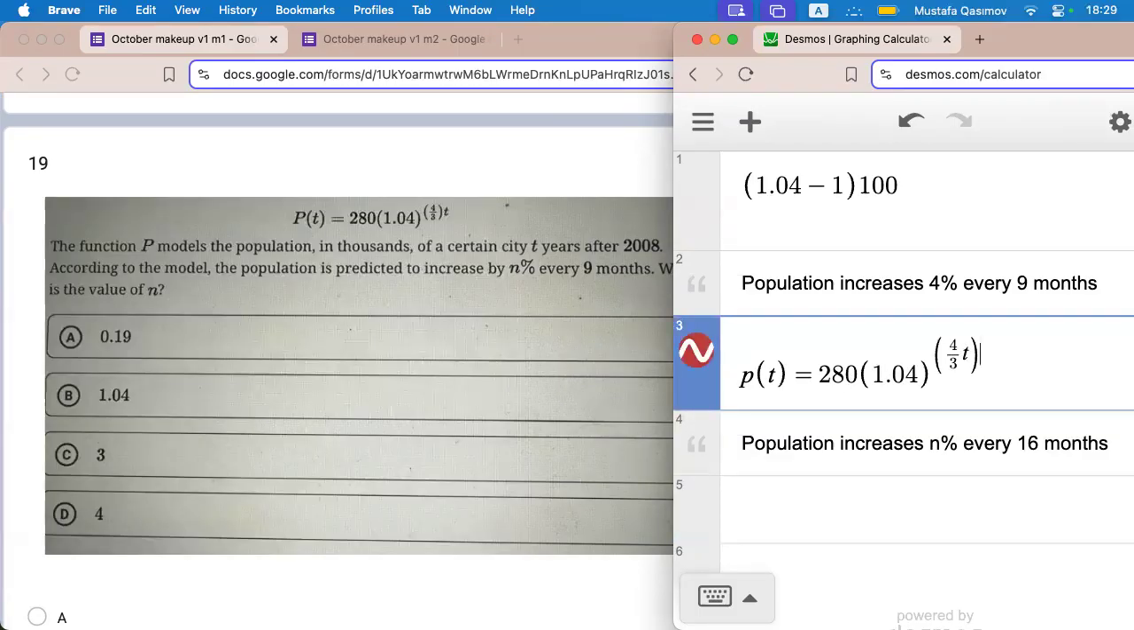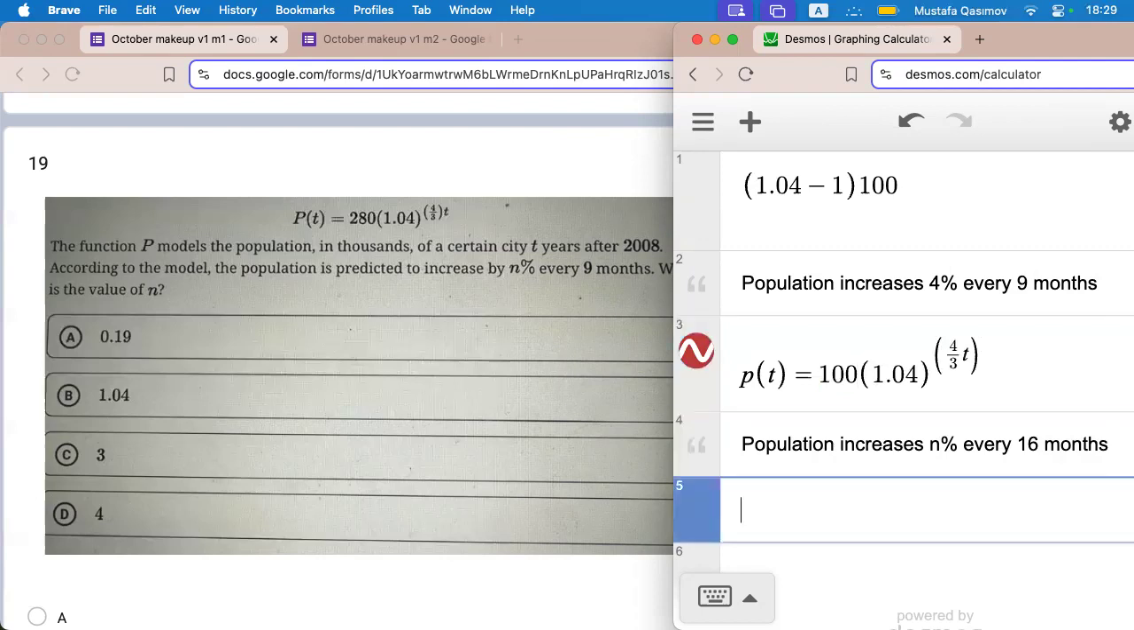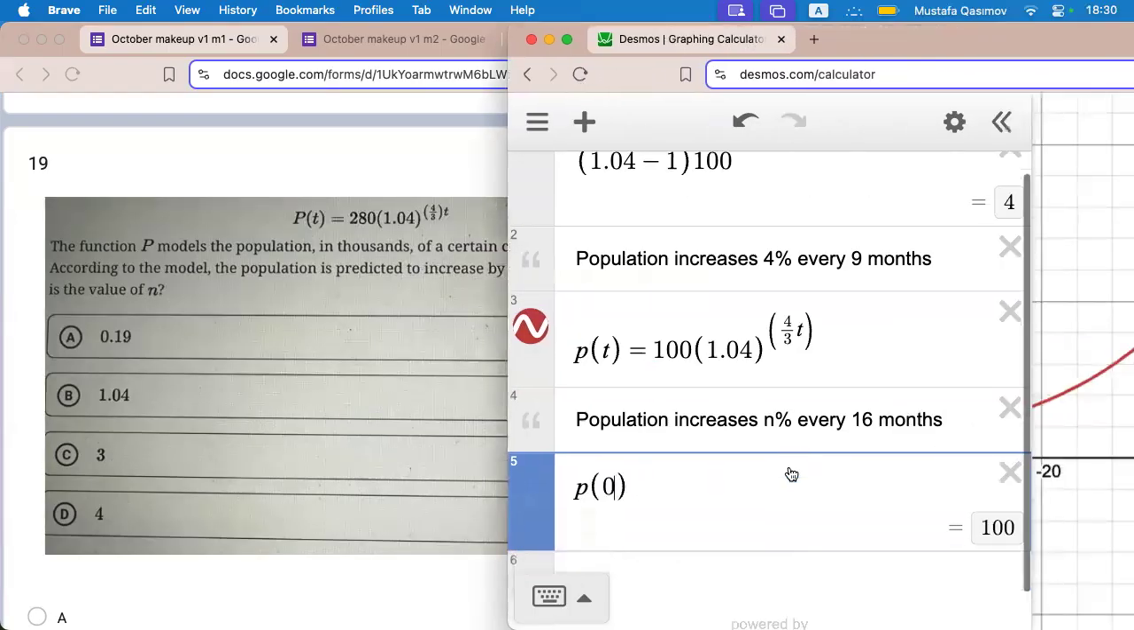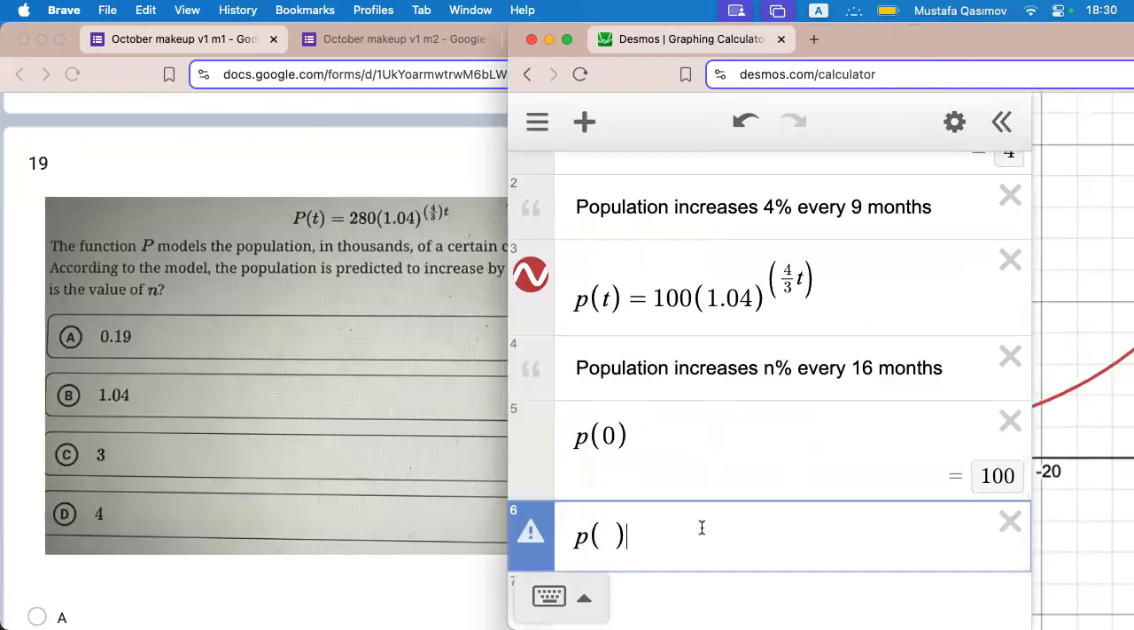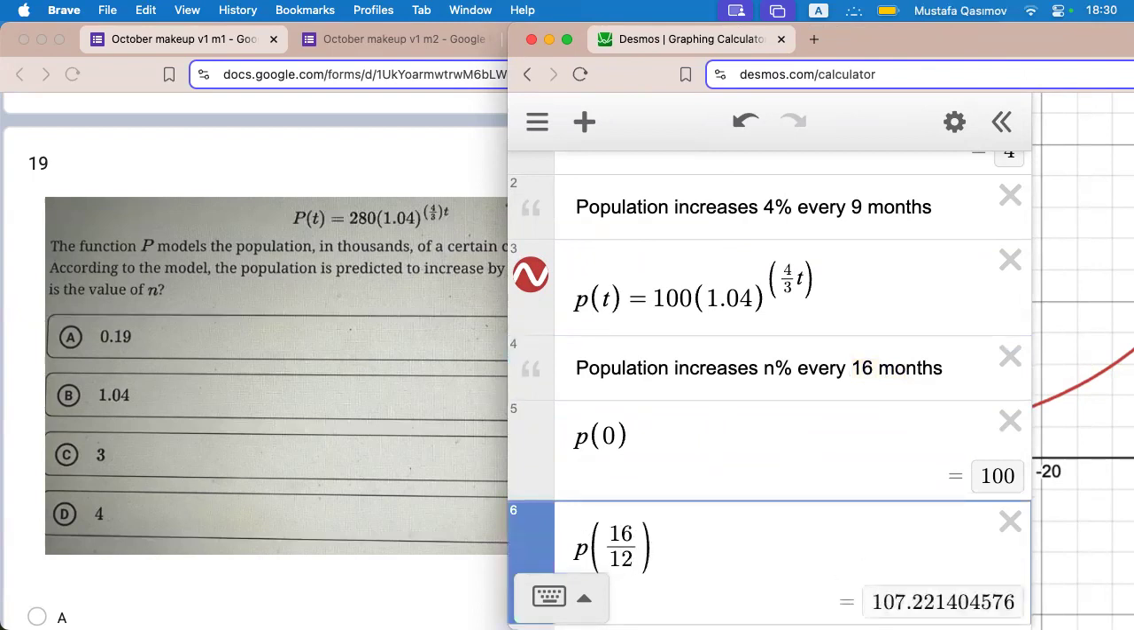If you need to find percent change, for looking percent change, best method is writing instead of 280 100. Then you can write here P0. It is, let's say, initial value 100. Then you can write here, okay, after 16 months, it is actually after 16 over 12 year, right?